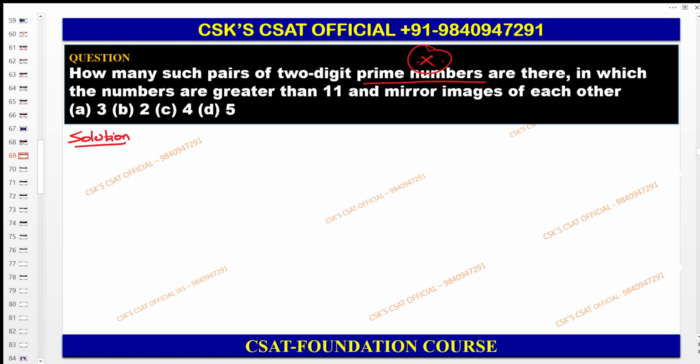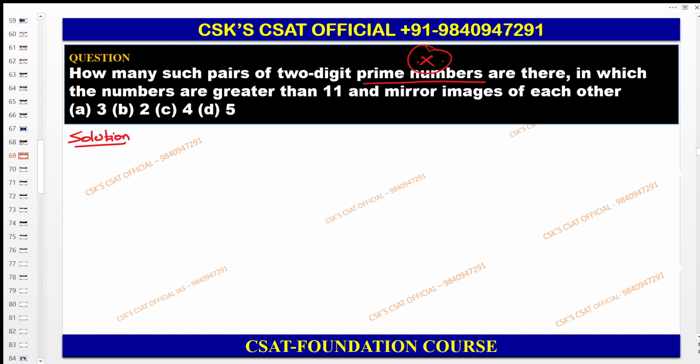So now listen carefully. The question is dealing with how many such pairs of 2-digit prime numbers are there in which the numbers are greater than 11 and a mirror image of each other. Now, 2-digit prime numbers always start with which one?